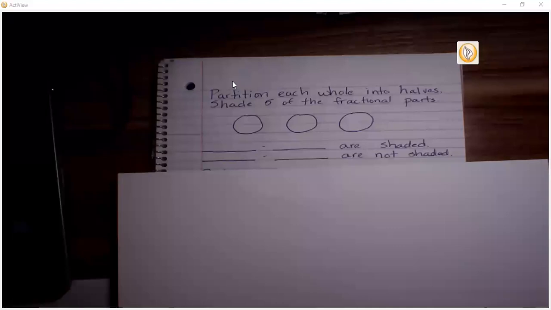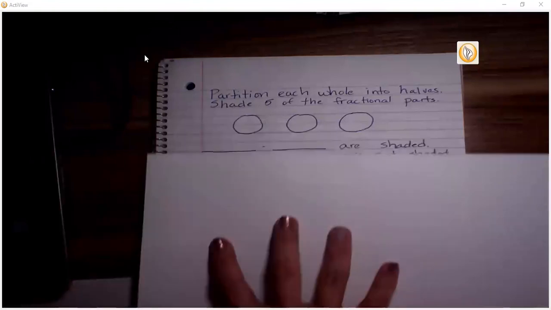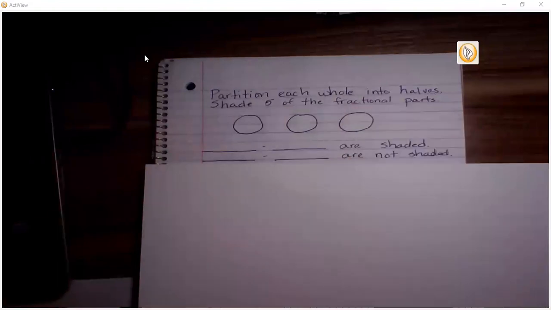Hey guys, welcome back. So let's get started, and don't worry about writing yet. I'm going to tell you exactly what I want you to write and what you don't need to write. So for this first example, my paper says partition each whole into halves. Shade 5 of the fractional parts. You do not need to write this sentence. That's just directions for you and me. Don't worry about writing that, but what I do need you to write are 1, 2, 3 circles. Don't worry about making them perfect. These are for your personal notes. Please draw 3 circles.